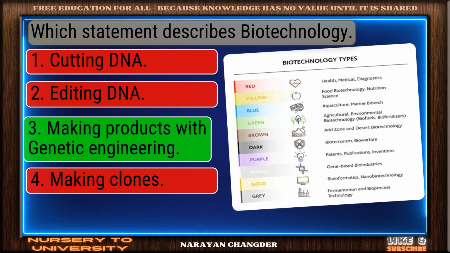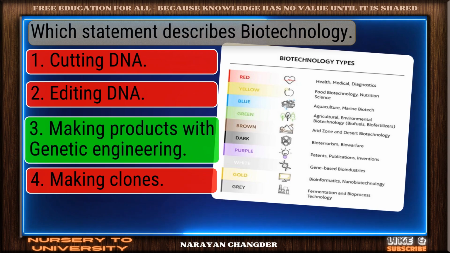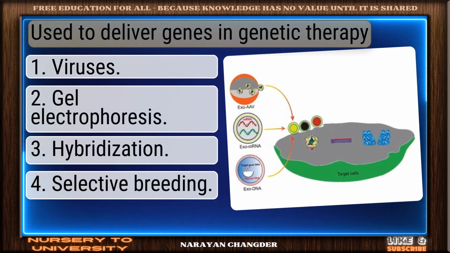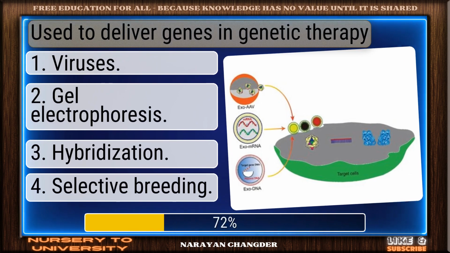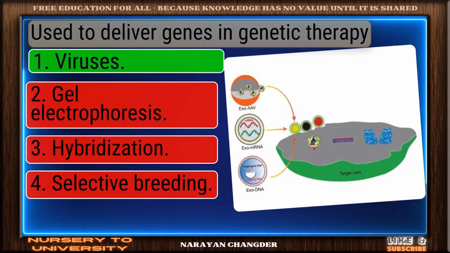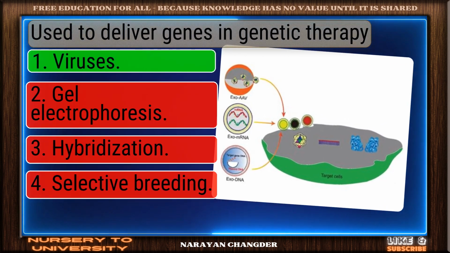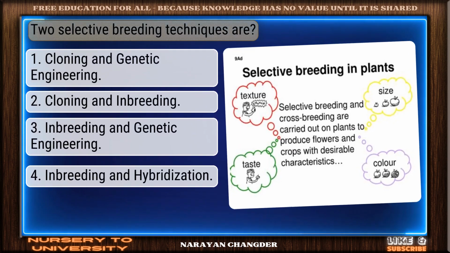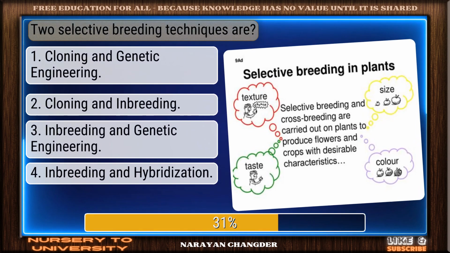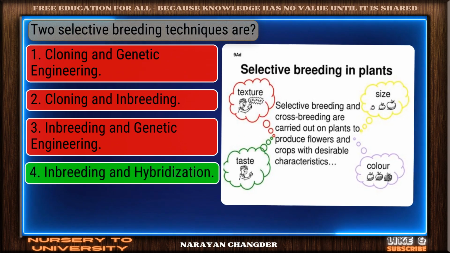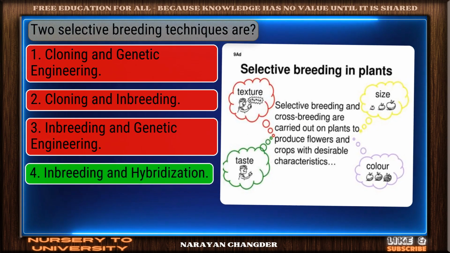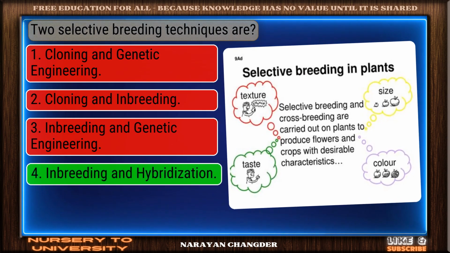Sharp thinking. Making products with genetic engineering is the right choice. Used to deliver genes in genetic therapy. Valid point. Viruses is true. Two selective breeding techniques are. Excellent choice. Inbreeding and hybridization is the right answer.